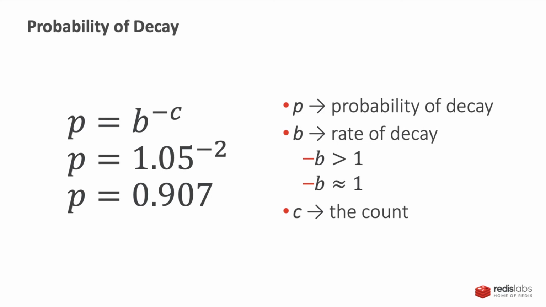Now, as the count gets bigger, that likelihood of being decremented gets smaller. As the count goes up, it's a negative exponent, so the probability shrinks down.